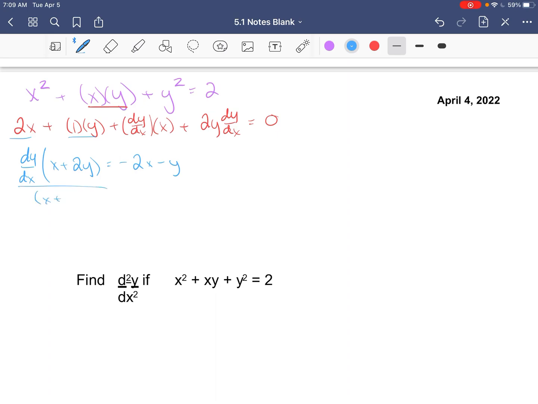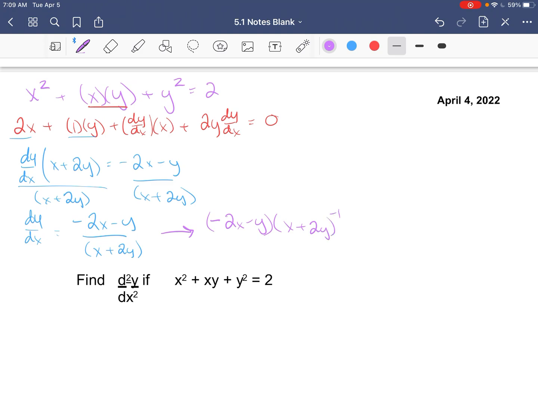Divide both sides by x plus 2y, and we get dy/dx is equal to negative 2x minus y all over x plus 2y. So there's our first derivative. Now we are going to take the second. So I'm going to rewrite it to be negative 2x minus y times x plus 2y to the negative 1.